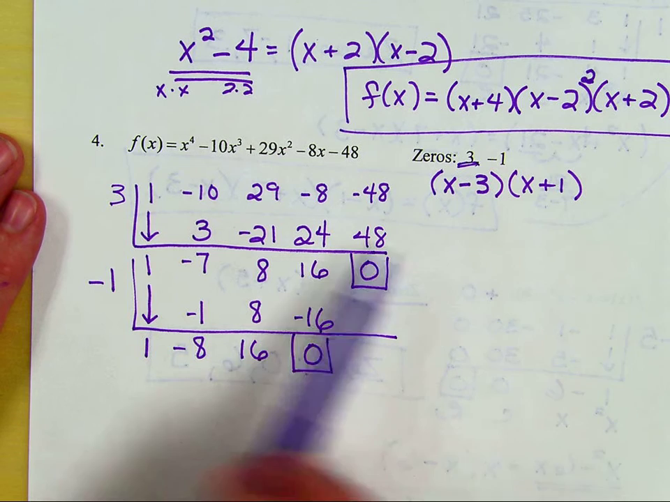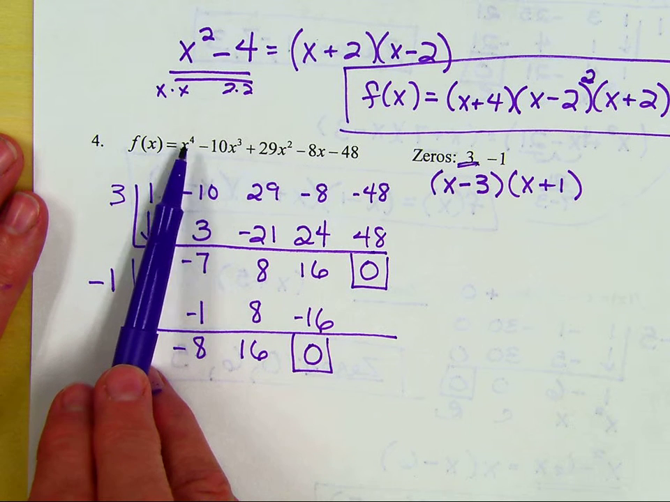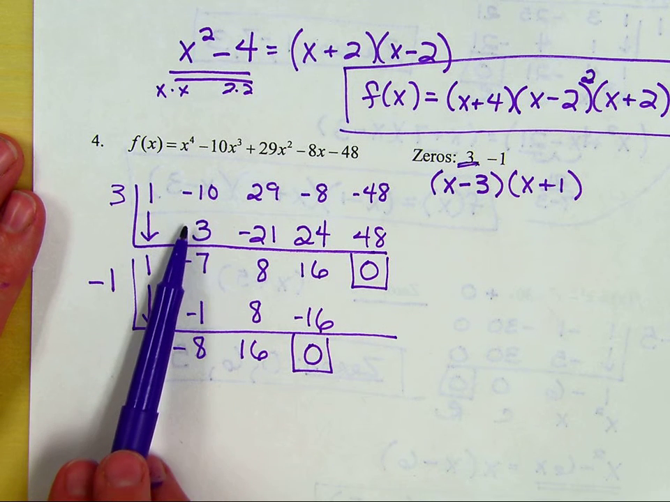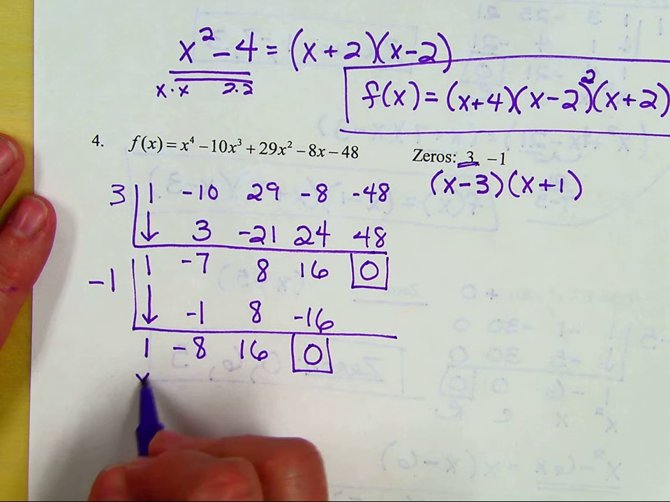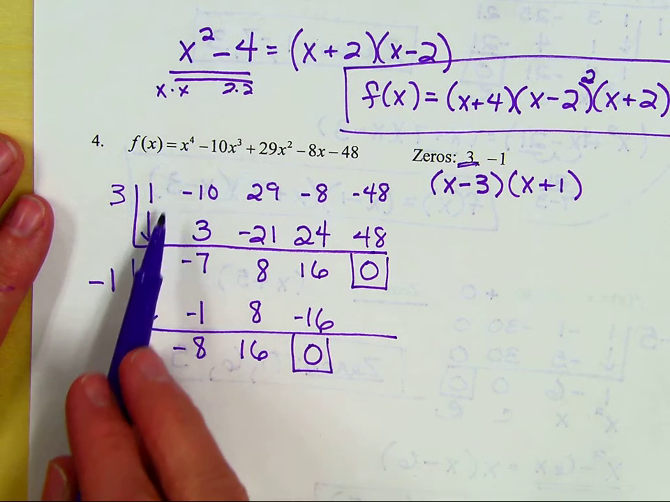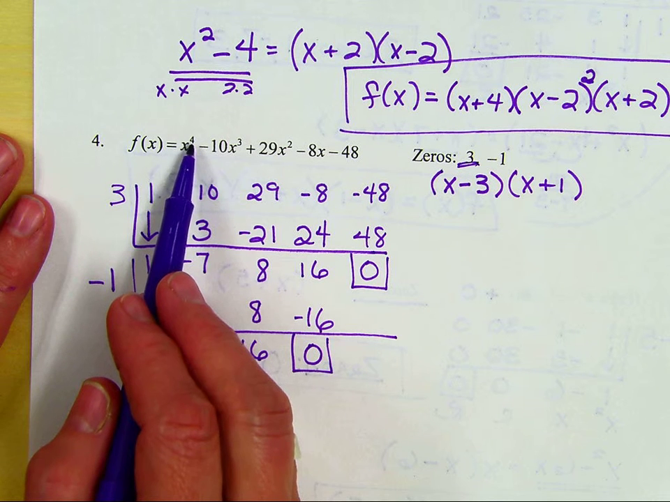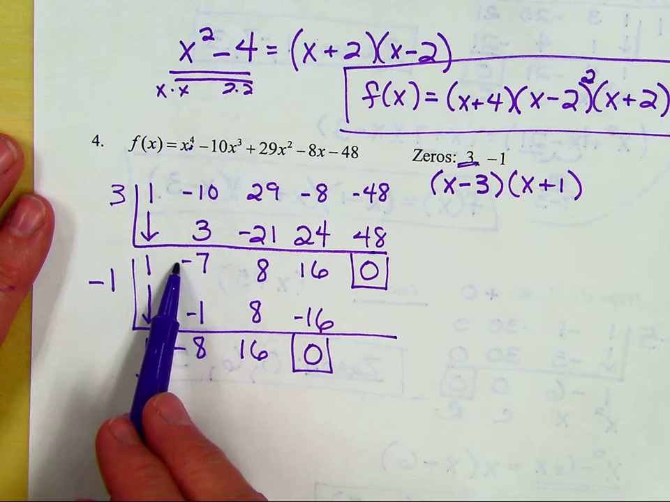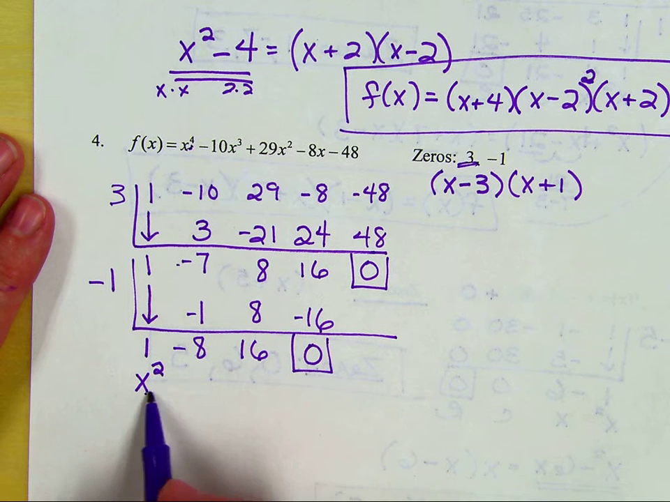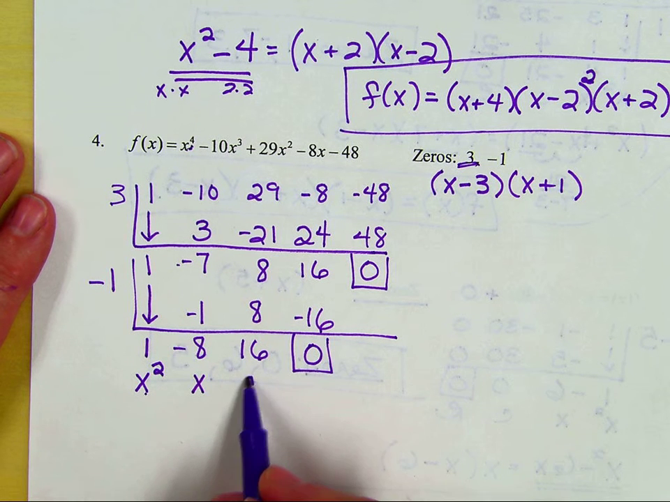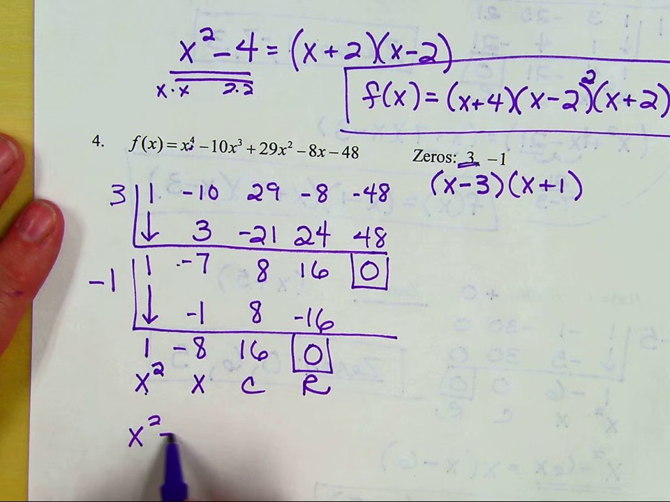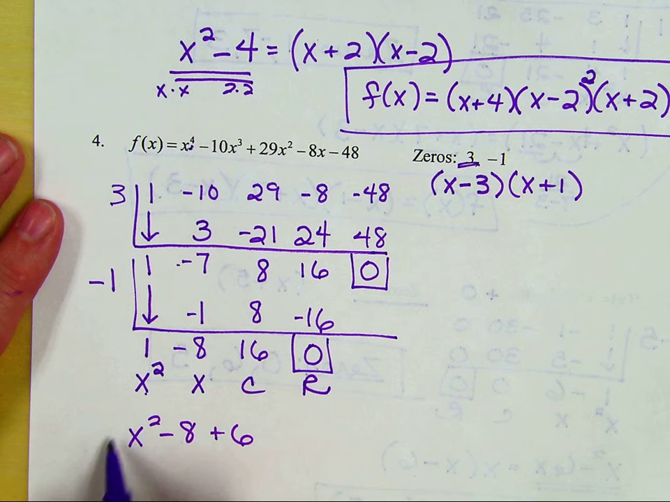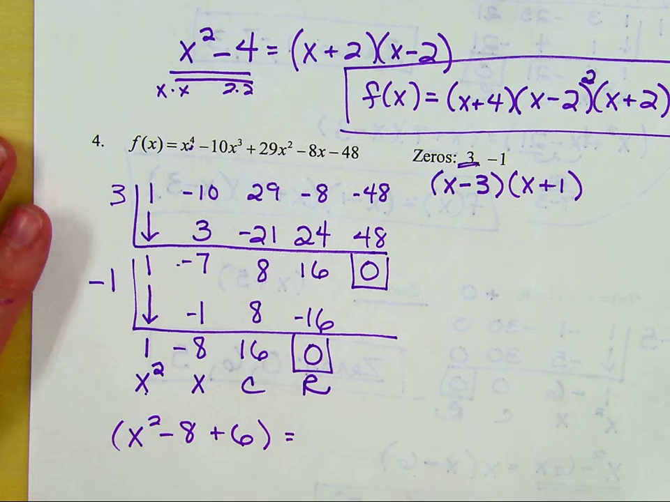I started with x to the 4th. My first division got me x cubed. My next division drops to x squared. Each division loses 1 degree. So that's x squared, x, constant, and remainder. X squared minus 8x plus 16, and we need to go ahead and factor that.